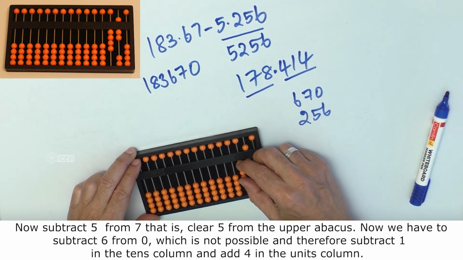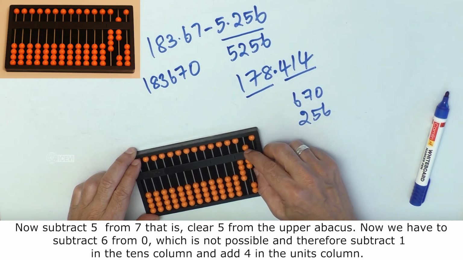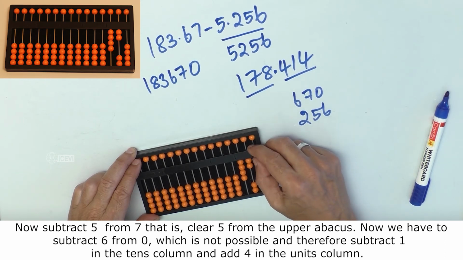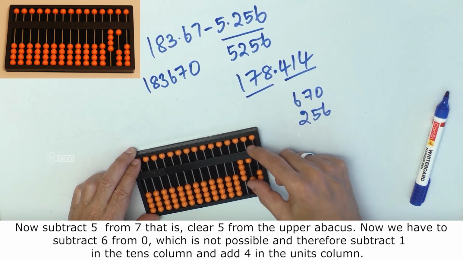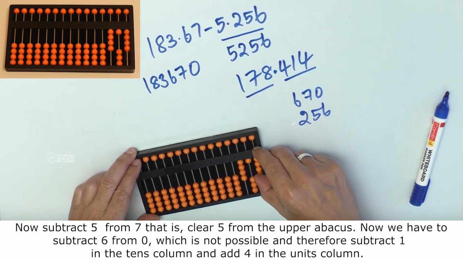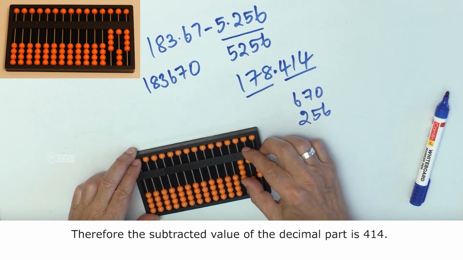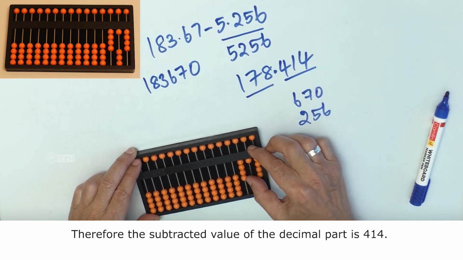Now subtract 5 from 7, that is, clear 5 in the upper abacus. Now we have to subtract 6 from 0, which is not possible, and therefore subtract 1 in the tens column and add 4 in the units column. Therefore the subtracted value of the decimal part is 414.